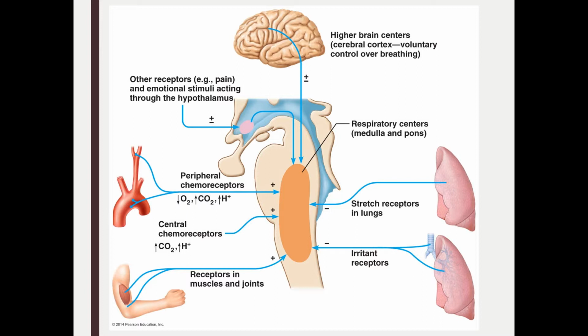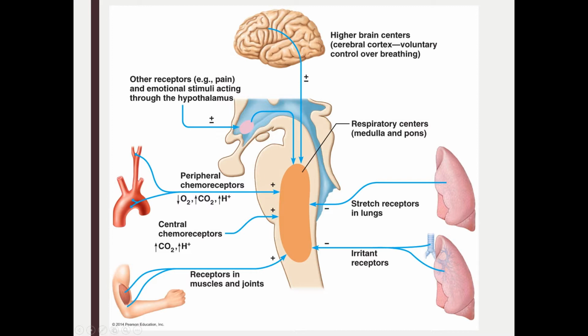So if we take a look at the main things that influence breathing, this is the main number 1 right here: central chemoreceptors. High CO2, high hydrogen ions, or low pH will feed into the dorsal respiratory group and adjust breathing rate. The peripheral chemoreceptors will also have a positive stimulus on respiration, will increase respiration rate and depth.